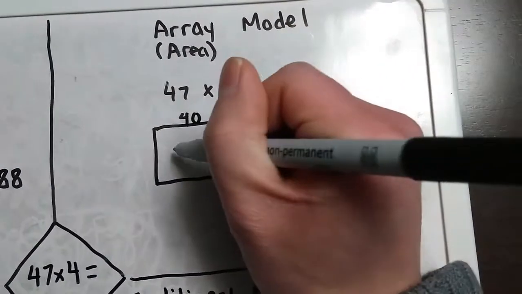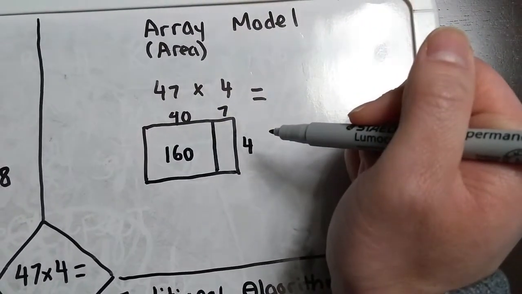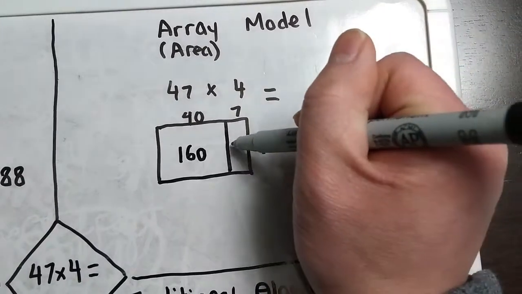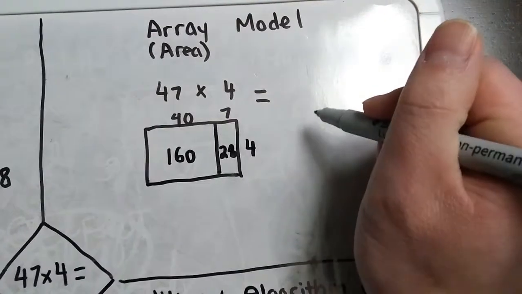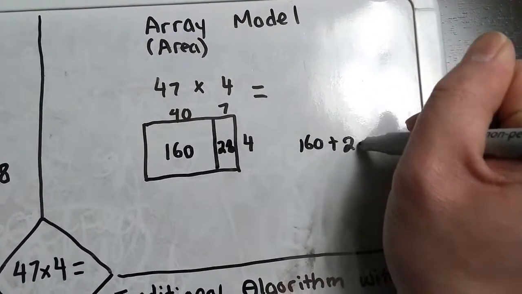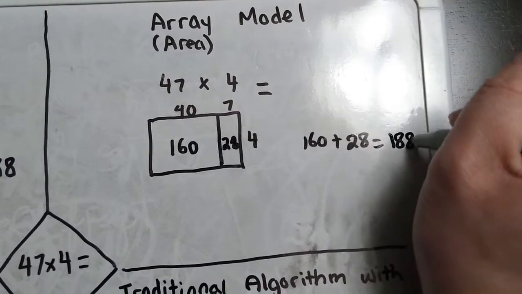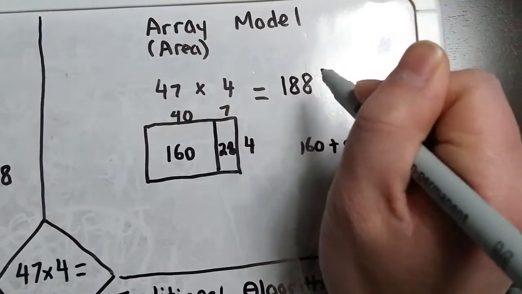So in my larger area, I have 40 times 4 is equal to 160 square units. In my smaller area, I have 7 times 4 is equal to 28 square units. To find the total area, I would have to add both of them together. 160 plus 28 is equal to 188. So 47 times 4 is equal to 188.